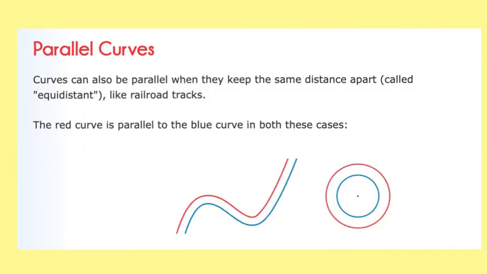It is possible to have parallel curves. Curves can also be parallel when they keep the same distance apart, called equidistant, like railway tracks. The red curve is parallel to the blue curve in both cases.